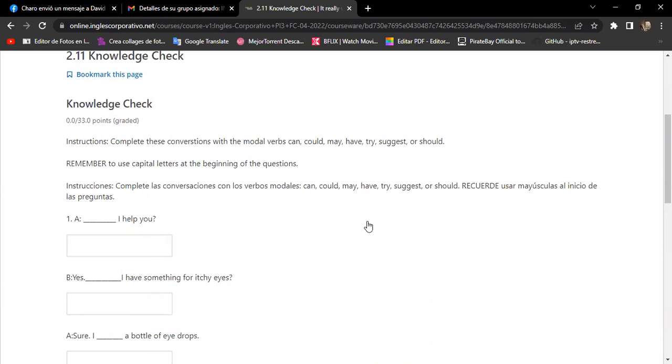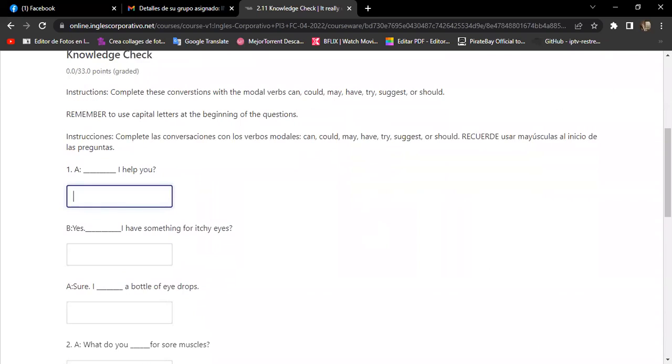Okay, look here. It says knowledge check. Instructions. Complete these conversations with the modal verbs can, could, may, have to, suggest, and should. Remember to use capital letters at the beginning of the question. Okay, number one. Blank help you. What is number one, Jenny? Catherine, what is number one?